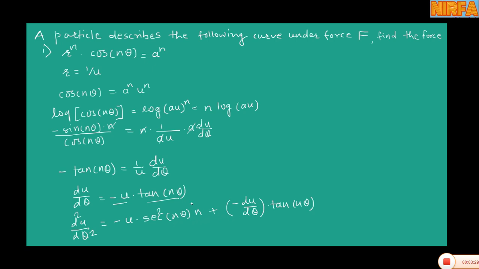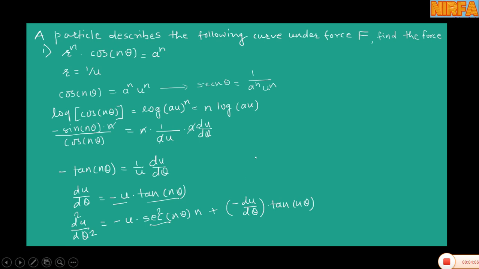Okay. Now if you see here, cos n theta is a raised to n u raised to n, and therefore we can find the reciprocal of this equation. We'll get sec of n theta is equal to 1 upon a raised to n u raised to n, and if you take its square, we can use this sec square n theta value here, and you know that du by d theta is minus u tan n theta, we can put this value here.